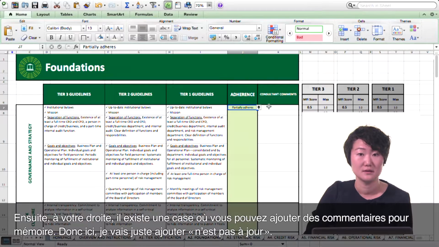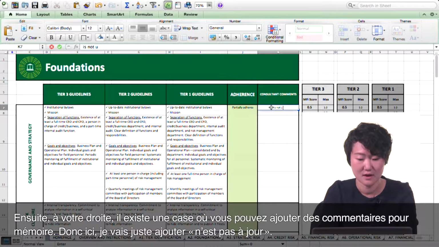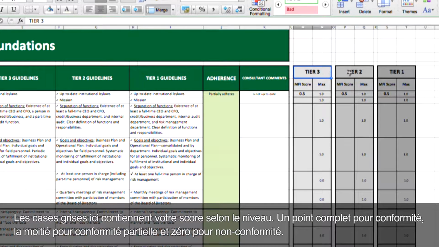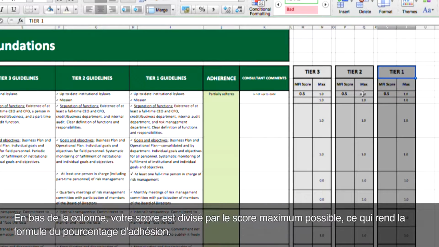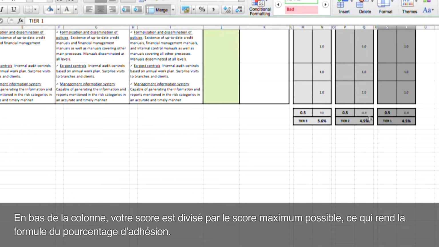Then to your right, there is an area where you can add comments for future reference. So here I'm just going to add "is not up to date." The gray boxes here are where you are scored per tier level. A full point for adherence, half for partial adherence, and 0 for no adherence. At the end, your score is divided by the possible maximum score, which is the formula for percentage of adherence.